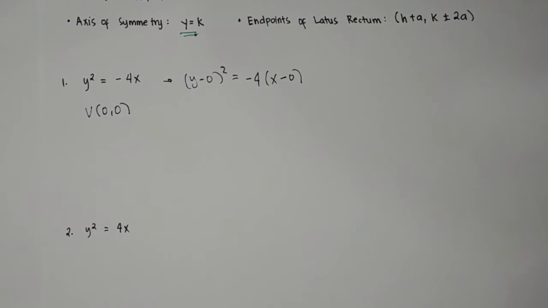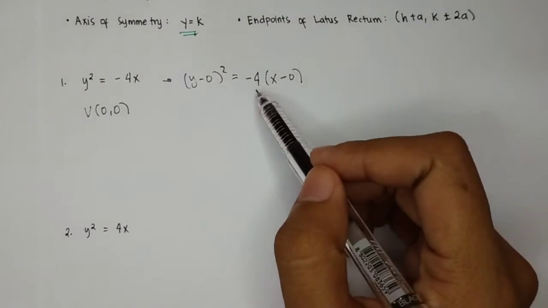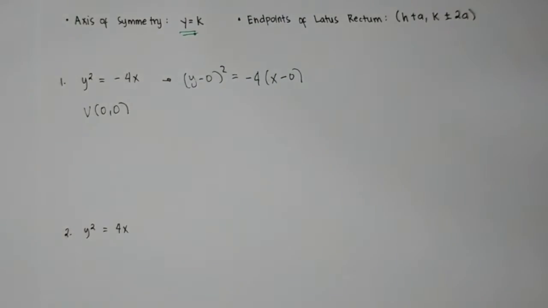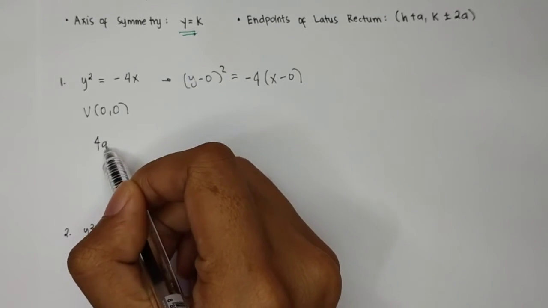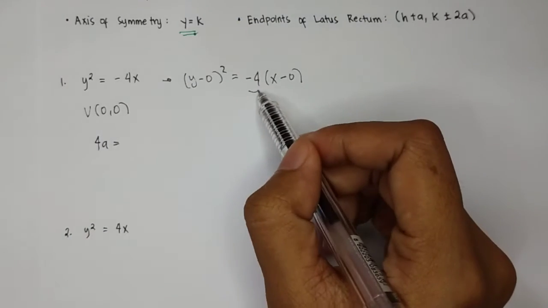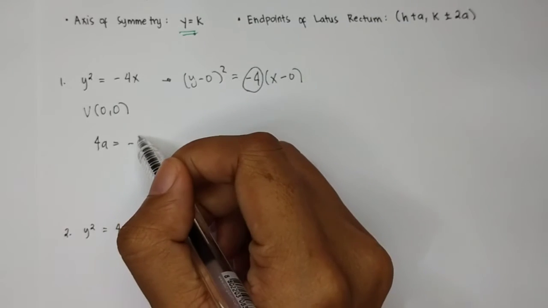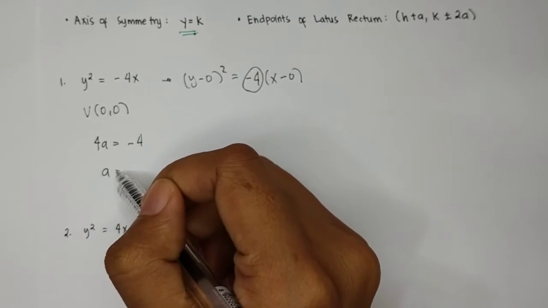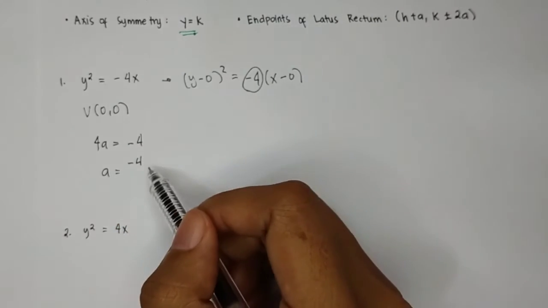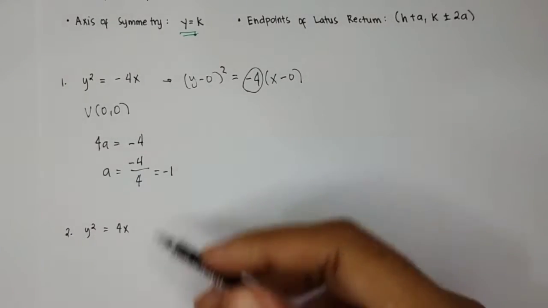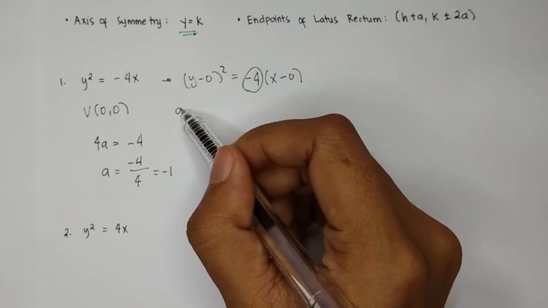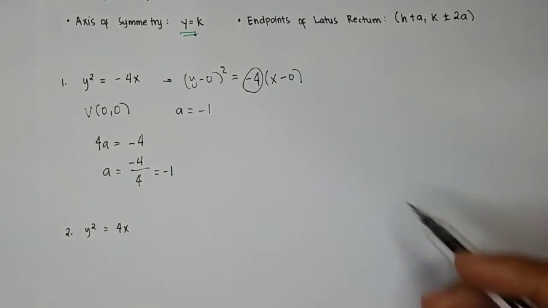So, ano yung magiging focus natin? So, let's solve muna for our a. How are we going to solve for a? We have here 4a is equal to, ano yung dito? We have negative 4. So, a will be negative 4 divided by 4, that is negative 1. So, ang a natin is negative 1.